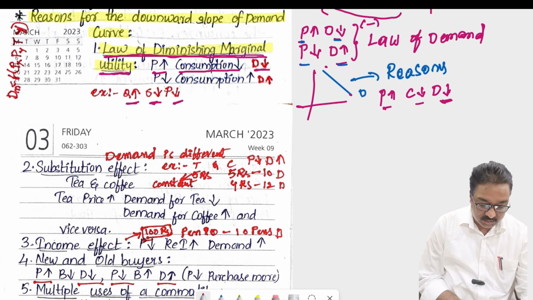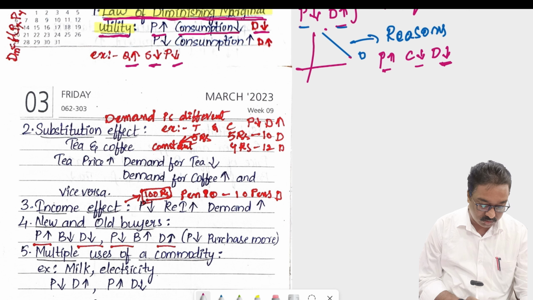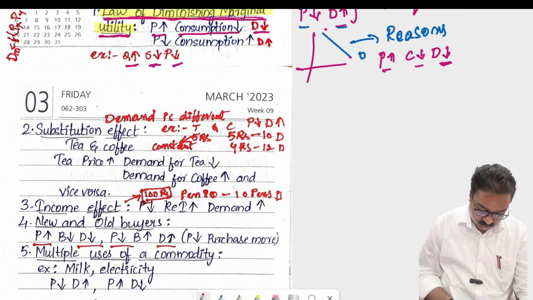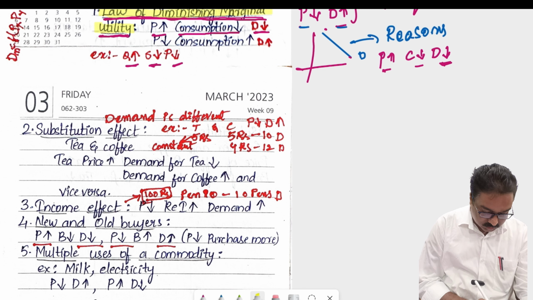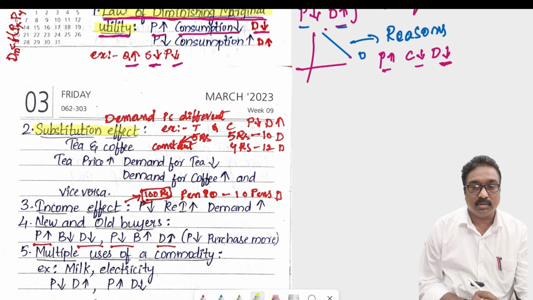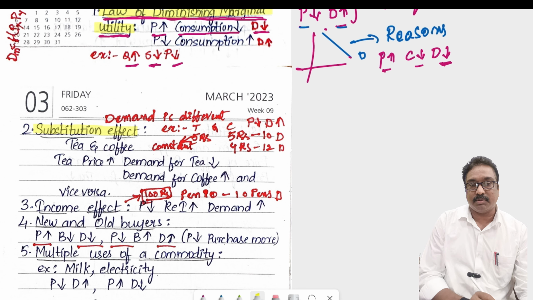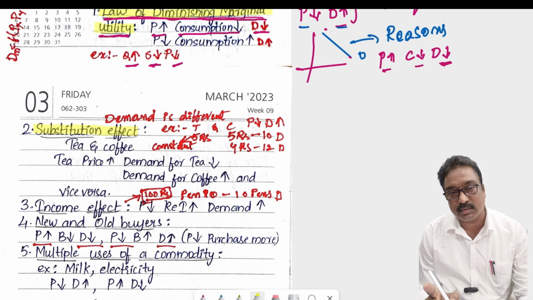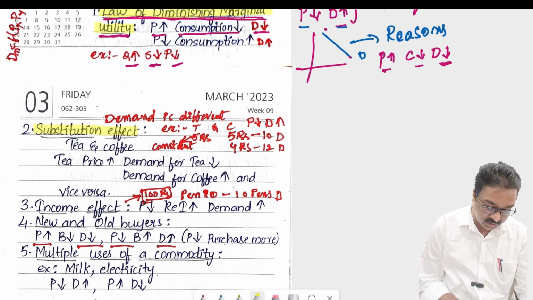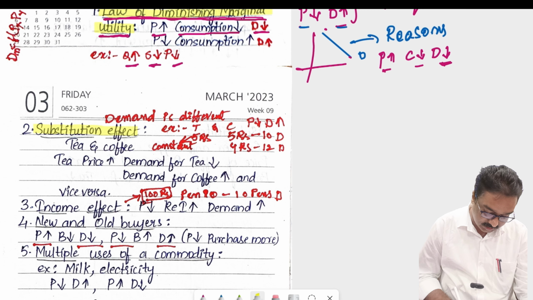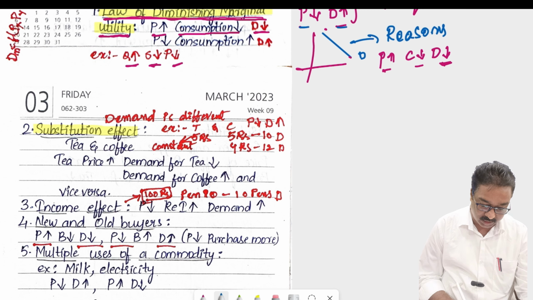Okay. And what is another reason for the downward sloping of the demand curve? That is the substitution effect. So there is a different meaning. Substitute demand is different, substitution effect is different. So that's why demand is different from the substitution effect. So what is the substitution effect?